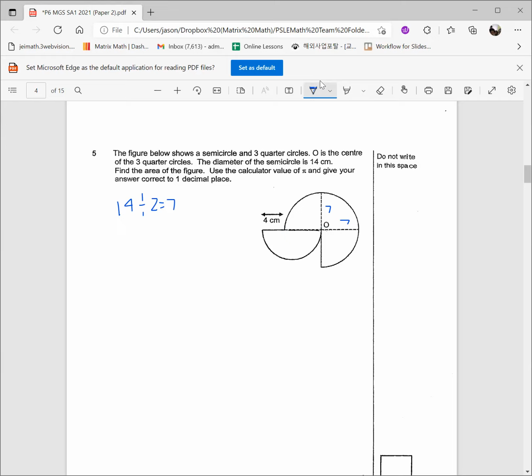Sorry, I'm talking about the diameter of the semicircle. The semicircle is here. Let me erase it. This is not. The semicircle is here. Let me get a pen. So we are talking about 14 here. We just remember this for now. This is the radius of the semicircle. All right.